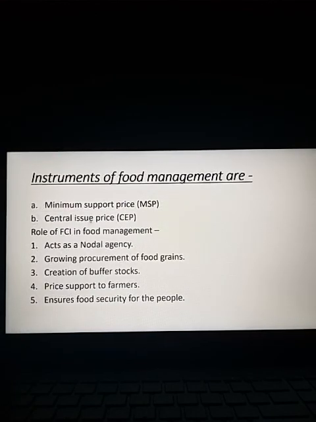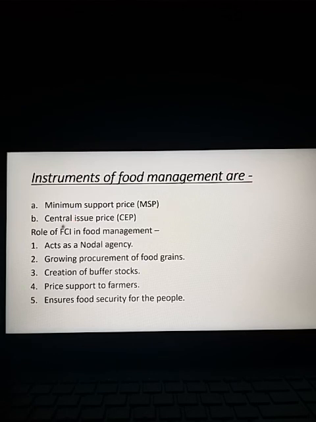Here we need to know the instruments of food management in India. In fact, these instruments are: one, MSP, minimum support prices; second, CIP, that is central issue price. Here, the term MSP or minimum support price refers to the government fixing certain minimum prices for a few selected products, that we call MSP, so that the farmers get remunerative prices.